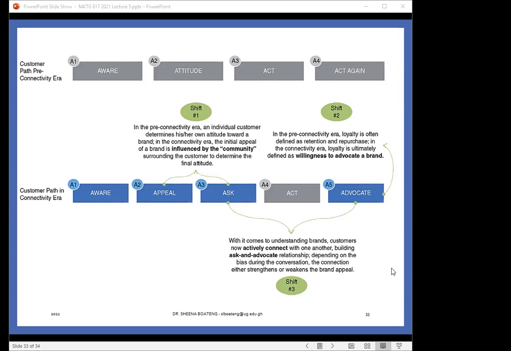Now, the third and final shift we can talk about here is with the fact that with these changes in the traditional 4/8 model that was existing pre the connectivity era, right? When it comes to acting and advocating in the current connectivity era, it comes with an understanding of brands. Because in the pre-connectivity era, there were limited opportunities for customers to extensively ask about brands and advocate for brands. True or false?